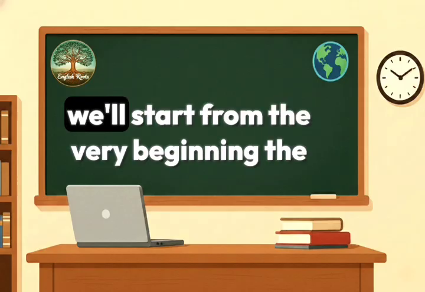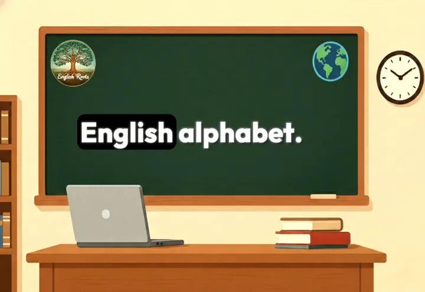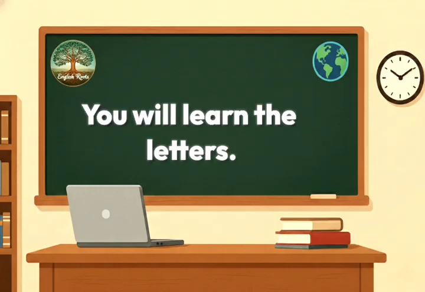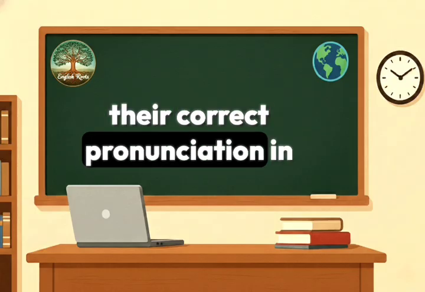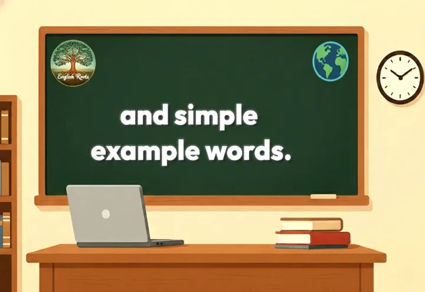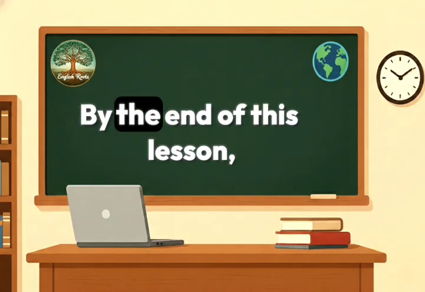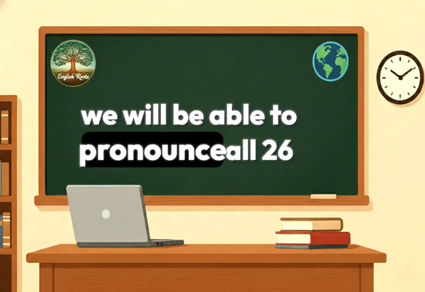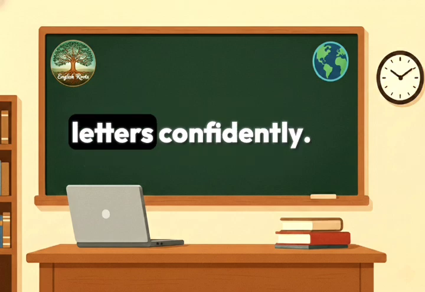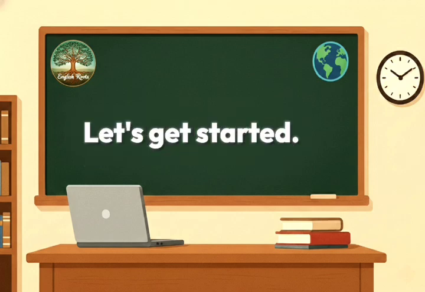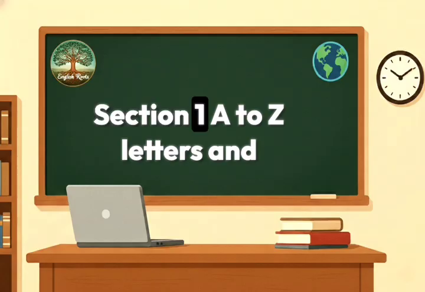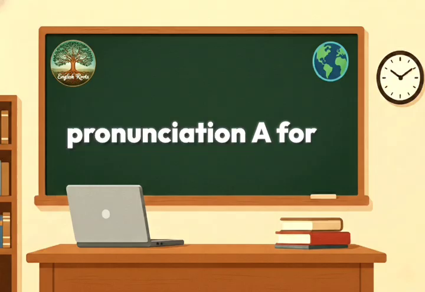In this video, we'll start from the very beginning, the English alphabet. You will learn the letters, their correct pronunciation in American English, and simple example words. By the end of this lesson, we will be able to pronounce all 26 letters confidently. Let's get started. Section 1, A to Z letters and pronunciation.